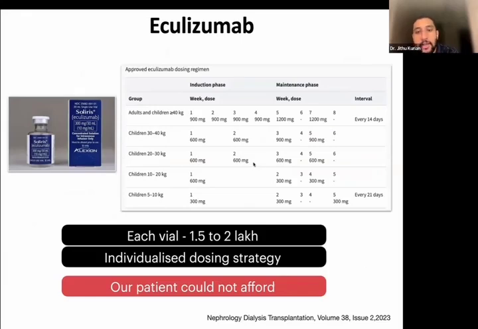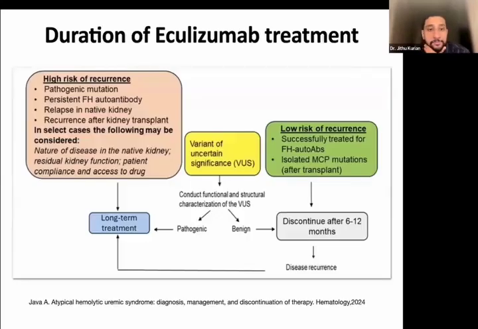But the cost was prohibitively high. As per the dosage regimen given in the 2023 NDT article, it is about 900 milligrams weekly for 4 doses, followed by 1,200 milligrams once every 2 weeks. The cost was about 1.5 to 2 lakhs. The newer trials say that it need not be a fixed dose. You can quantify the level of the drug in the blood and see how much complement inhibition it gives, and then taper the dosage for each patient. Our patient could not afford it, and we could not give this drug.